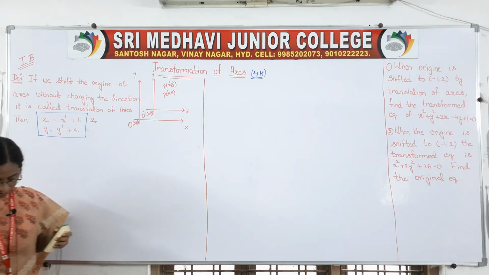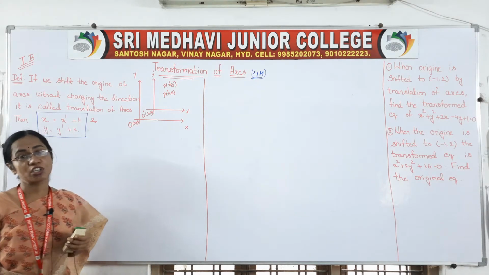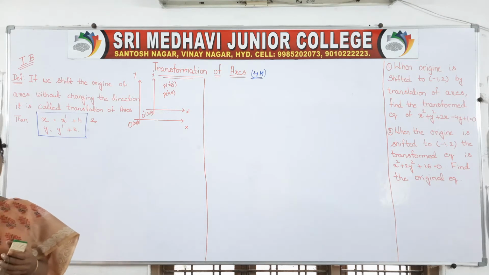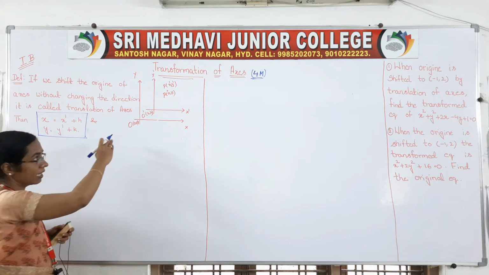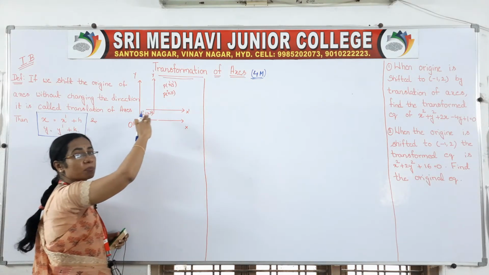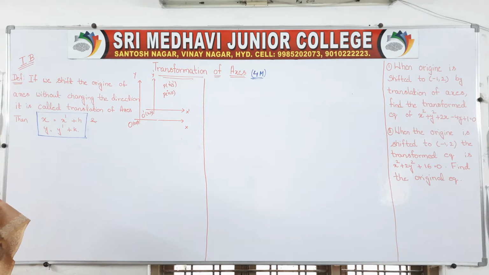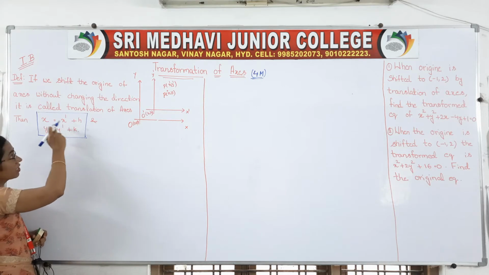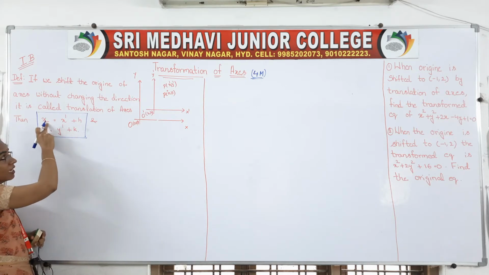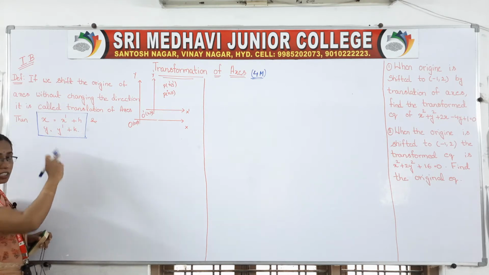So we will do some simple problems based on this translation of axis. Once again, what is meant by translation of axis? If we shift the origin from one place to another place without changing the directions of x and y, it is called translation of axis. So when translation of axis happens, what will be the changes in the coordinates of the point? x changes to x dash plus h, y changes to y dash plus k.